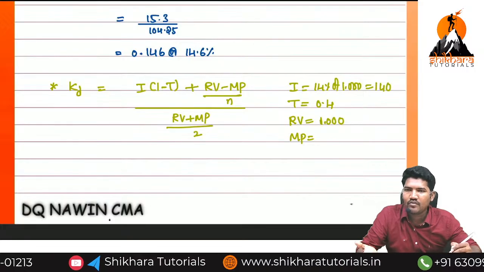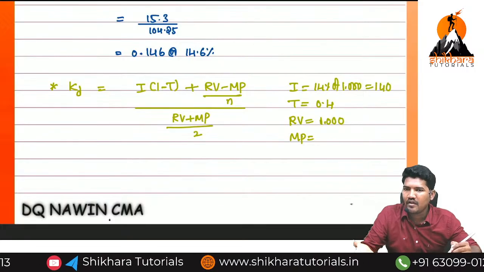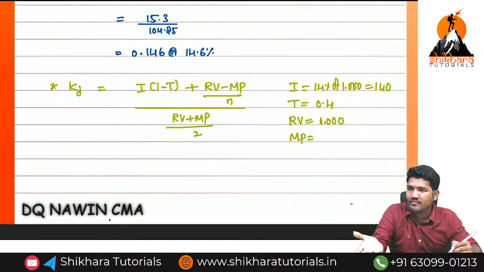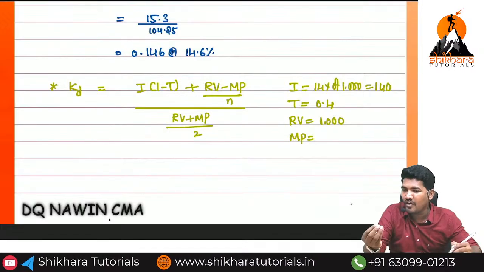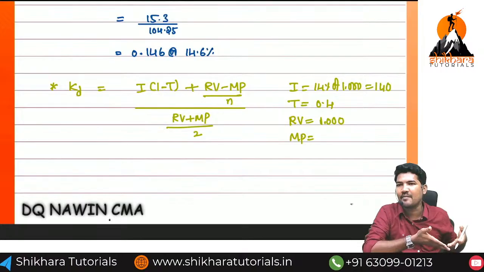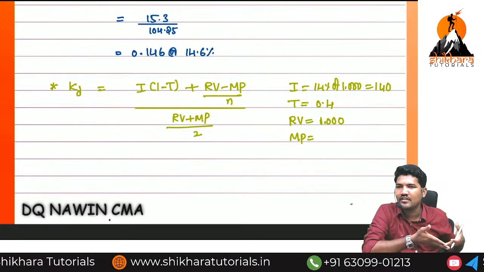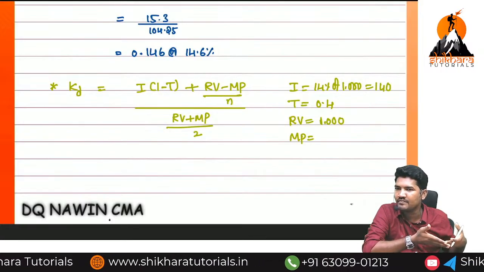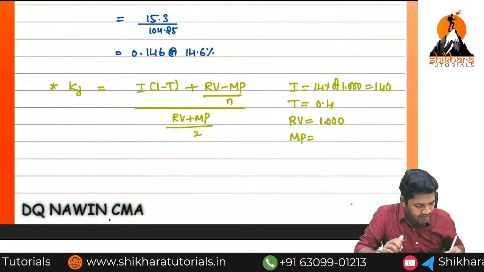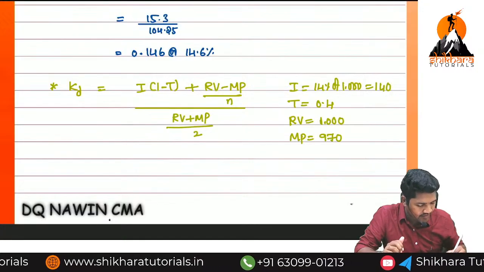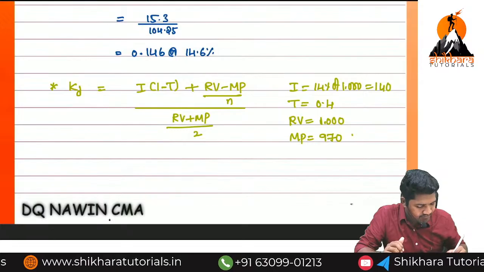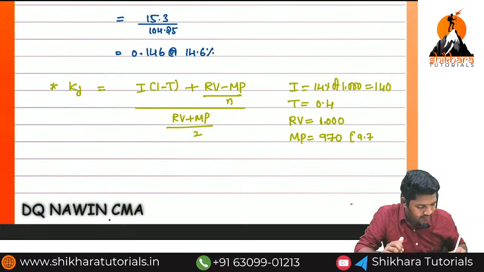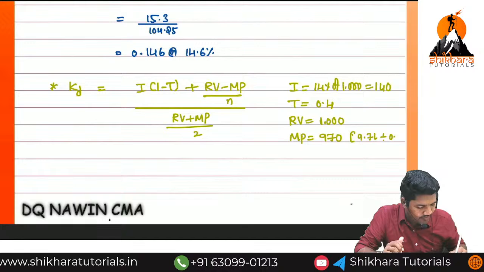970. Market value 9,70,000 divided by the assumption of 1000 debentures. If you're not taking an assumption, you can't calculate market price. Thus you understand why I'm taking an assumption. Now market price equals how much? 970. How did it come? 9.7 lakh divided by 0.1.